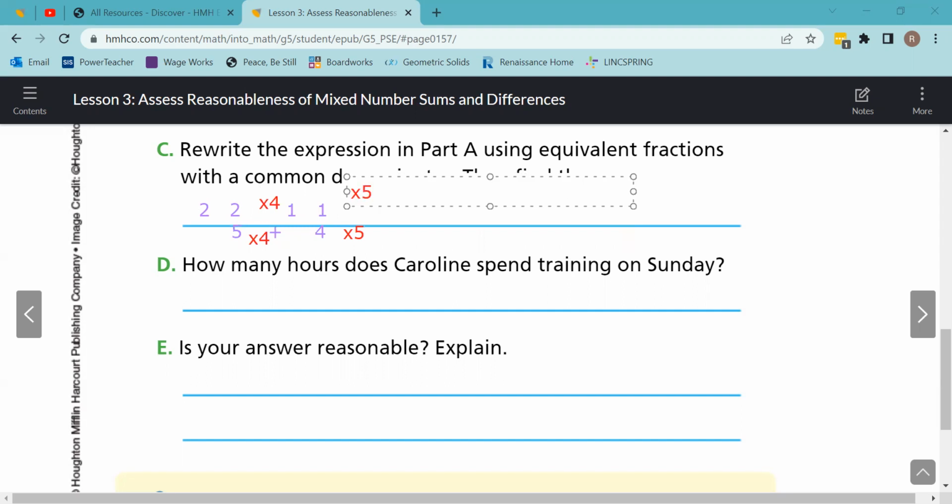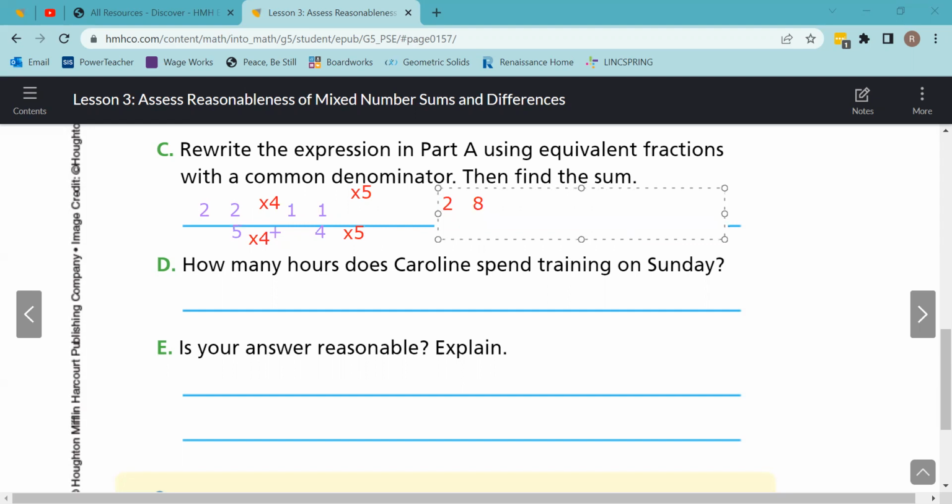Can I write this really quick and pause the video? So we've got 2 8/20 plus, you guys probably already have this solved. It's so slow for me when I'm typing. Plus 1 5/20 equals, you have 3 whole out in front. 8 plus 5 gives us 13, and it's still out of 20. So 3 and 13/20ths.